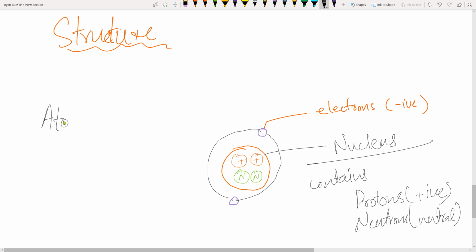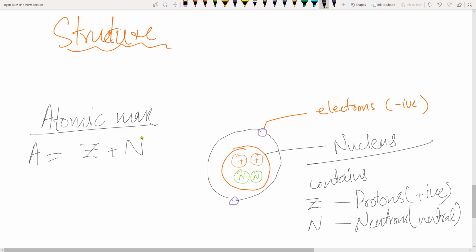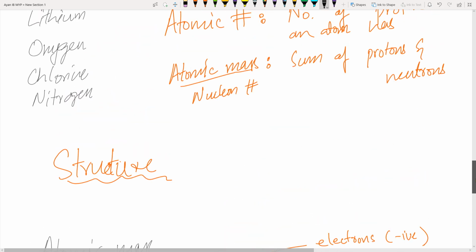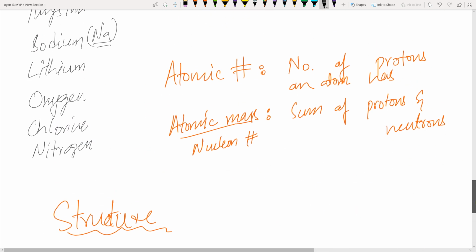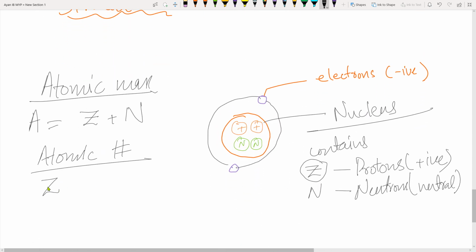So atomic mass, as suggested, is basically the sum of the number of protons, which we're going to represent by Z, and the number of neutrons, which we're going to represent by N. So your atomic mass, represented by capital A, is going to be Z plus N. Now this is your atomic mass. And if I just talk about the atomic number, in that case we're just going to talk about Z, because we just defined that the atomic number is the number of protons an atom has. So that is going to be your Z.